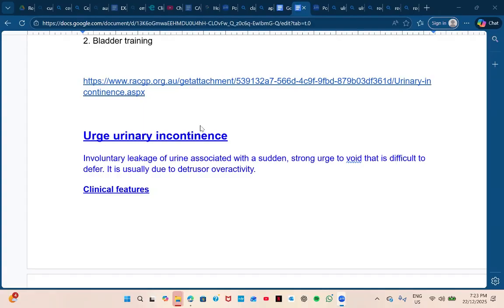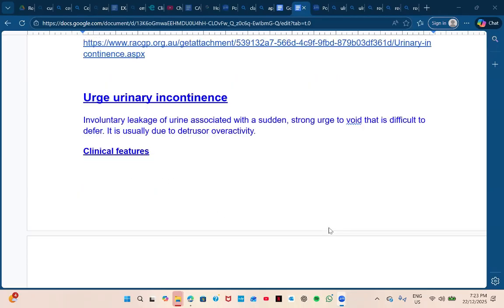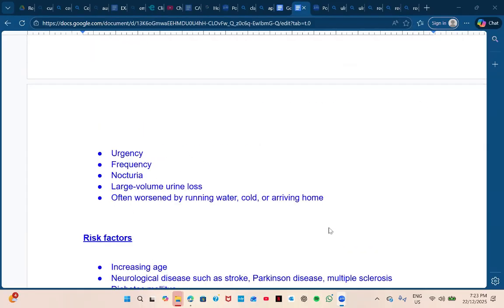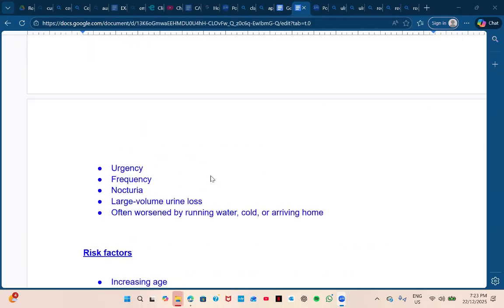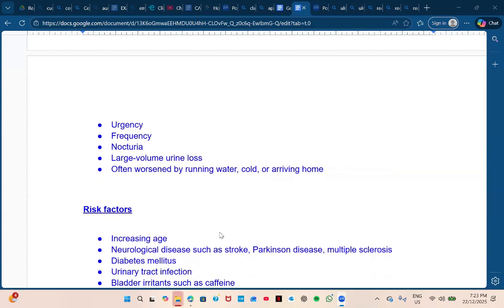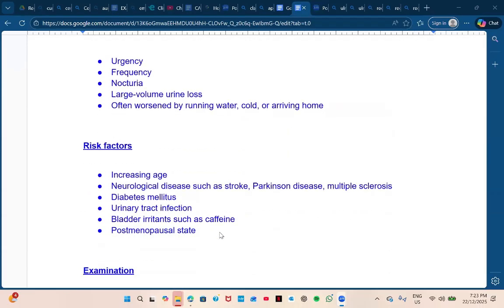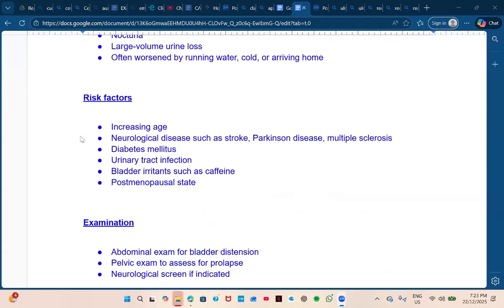The patient can't hold the urine, right? A strong urge to void that is difficult to defer due to this detrusor muscle overreactivity. So clinical features: urgency, frequency, nocturia, large volume urine loss, often worsened by running water, cold, or arriving home. So risk factors: increased age.